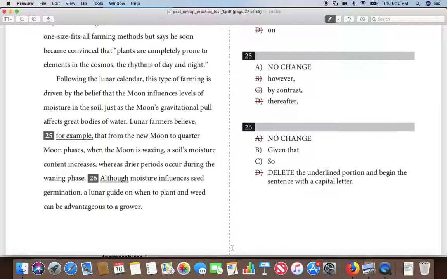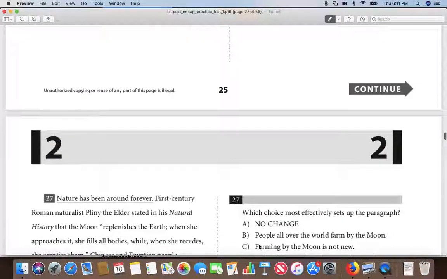Ava, what do you think is better, B or C? B. Yeah, it is B. Absolutely. And it is that cause and effect relationship. Okay. Questions about that? Nope. Okay. All right. Let's keep rolling.